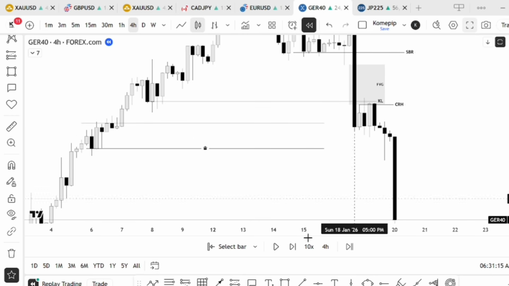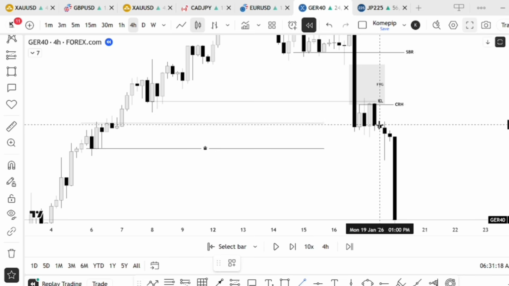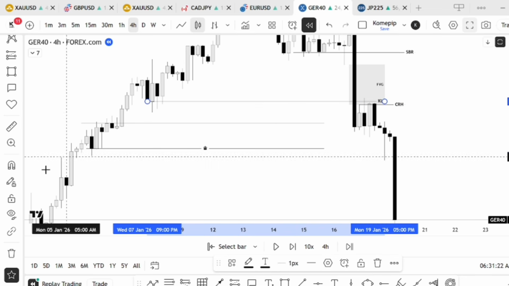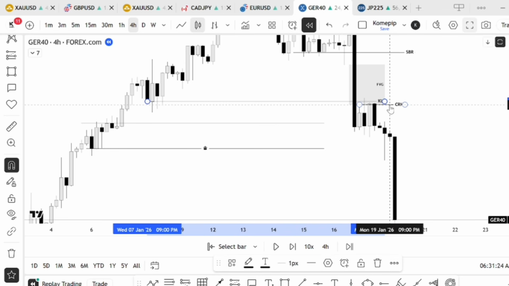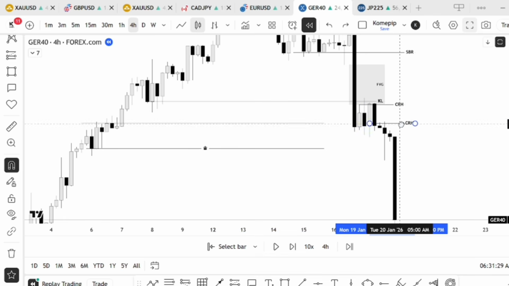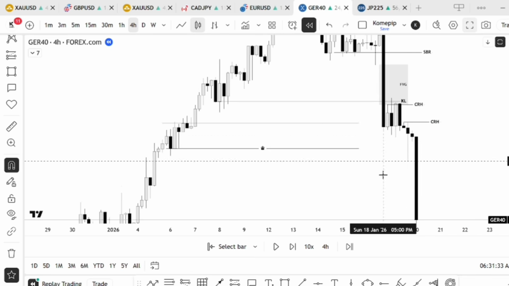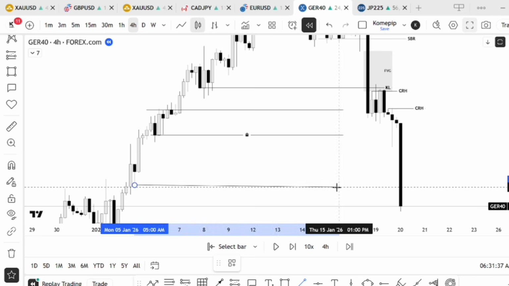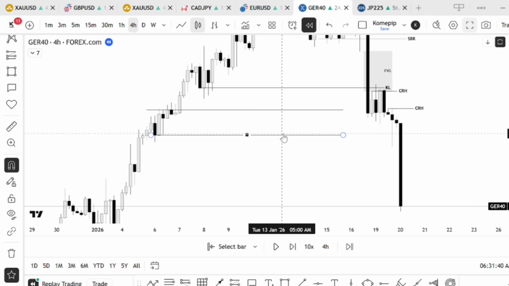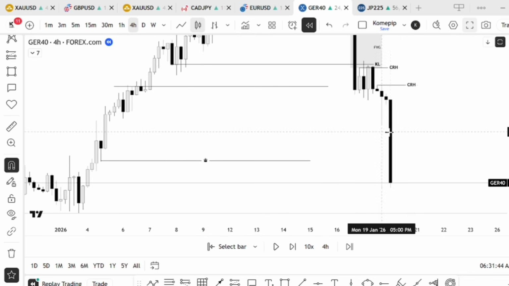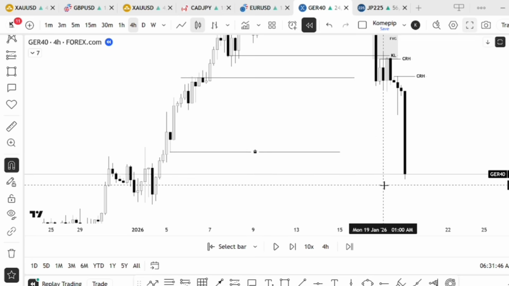And this is Tuesday, the same thing is happening, and we have a CRT high right there. After the CRT high, as you can see, the same thing happened. So our next draw on liquidity potentially could have been around this zone. And of course, price blew through it, which means that the momentum to the downside is still very strong.